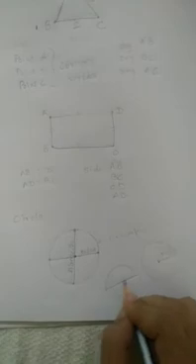Through the center it is a radius. And the line passing through the center and touching both sides of the circumference of a circle, it is the diameter.